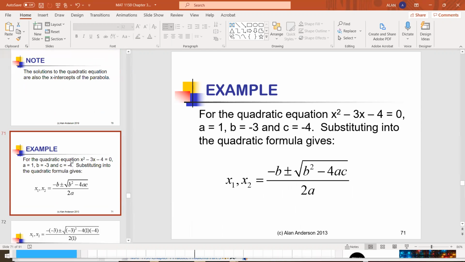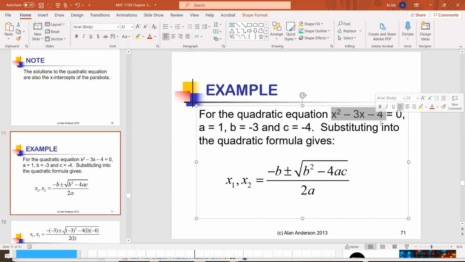Let's do this. Now, here's our first quadratic equation. We're setting this function equal to 0. In fact, let's take a look at it in Symbolab.